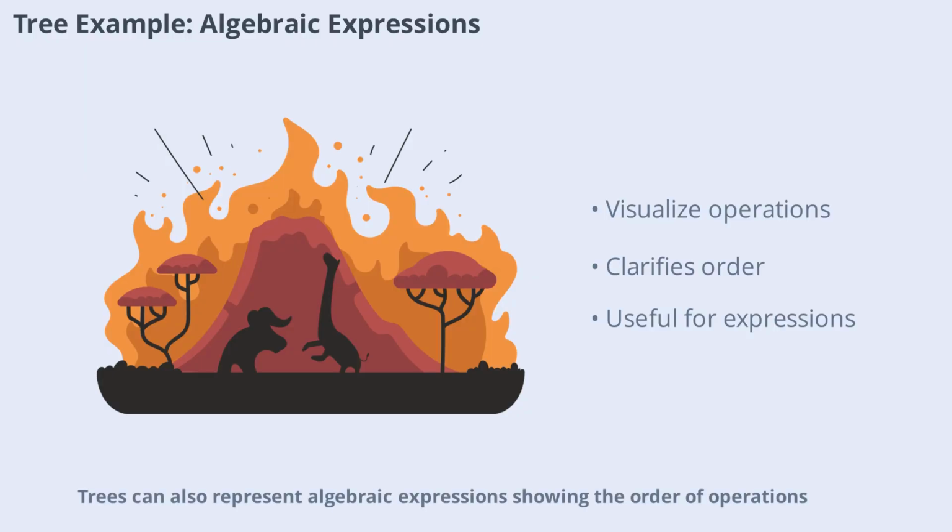Trees can also represent algebraic expressions showing the order of operations. For example, the expression 2x plus y, a minus 7b3 can be visualized as a tree where each node represents an operation and the structure reflects the sequence in which calculations are performed. This visual approach clarifies complex expressions.